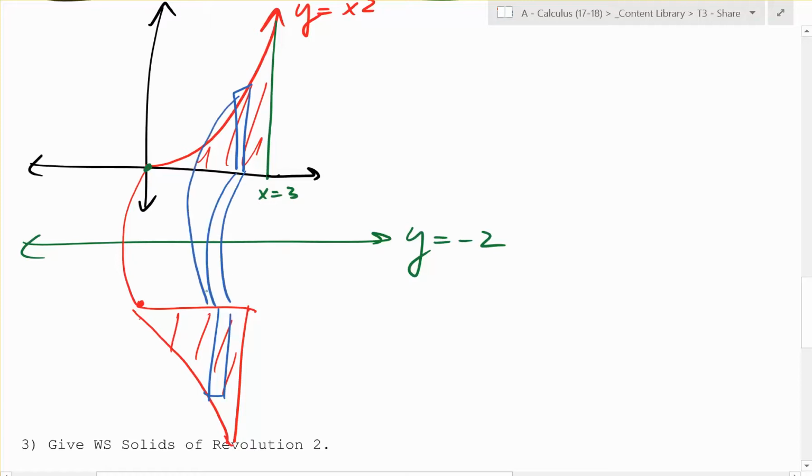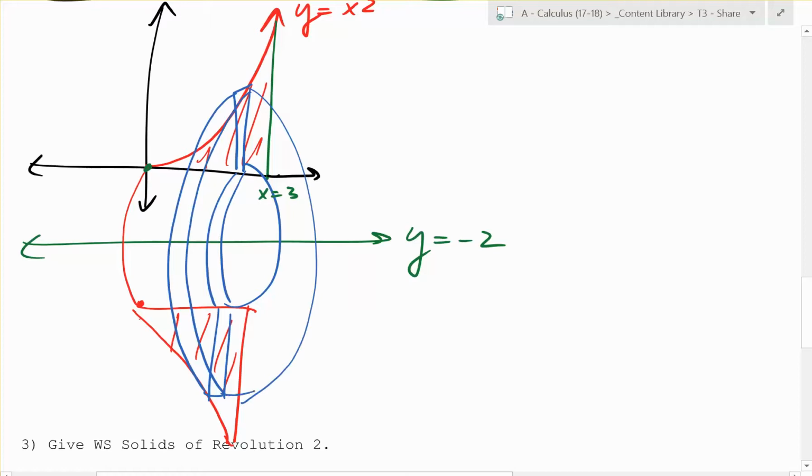So what do you have? Oop, I didn't do that properly. This goes all the way to here, and this goes all the way to here. So you go to the back here. So you get a washer, the same thing we had before, but there's a hole cut in it. There's a hole cut in it.